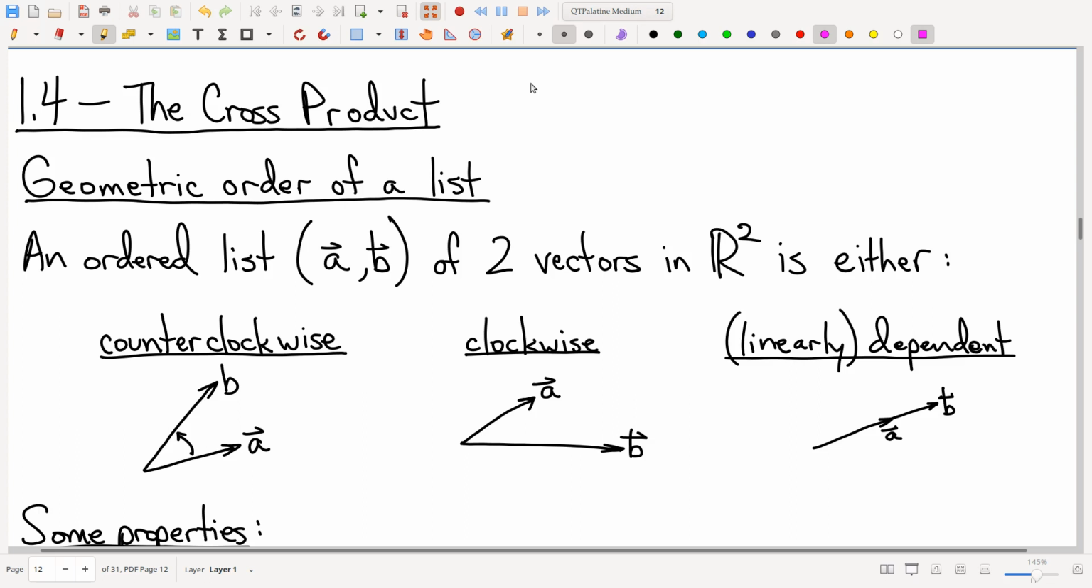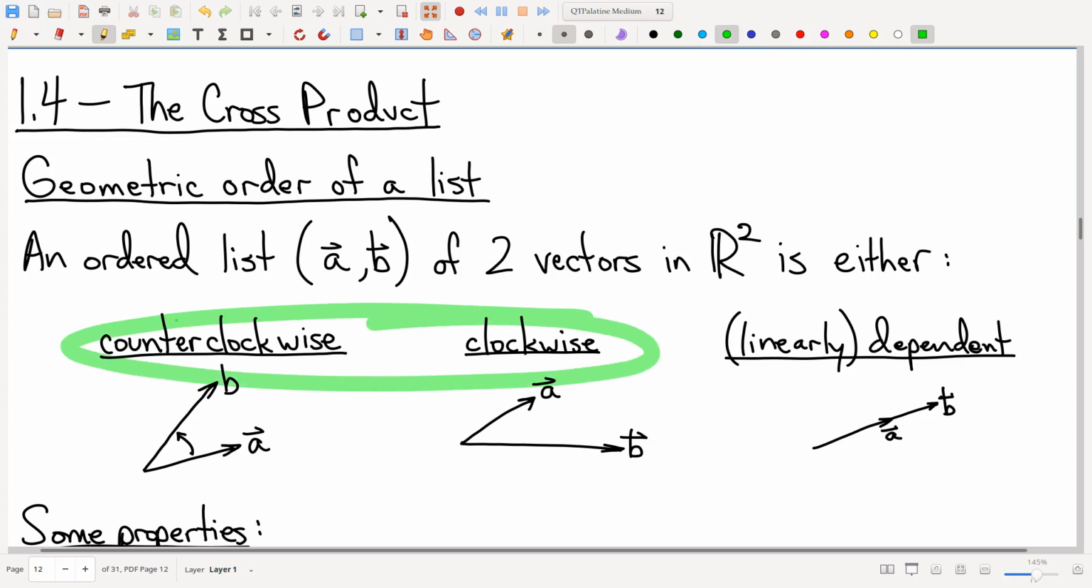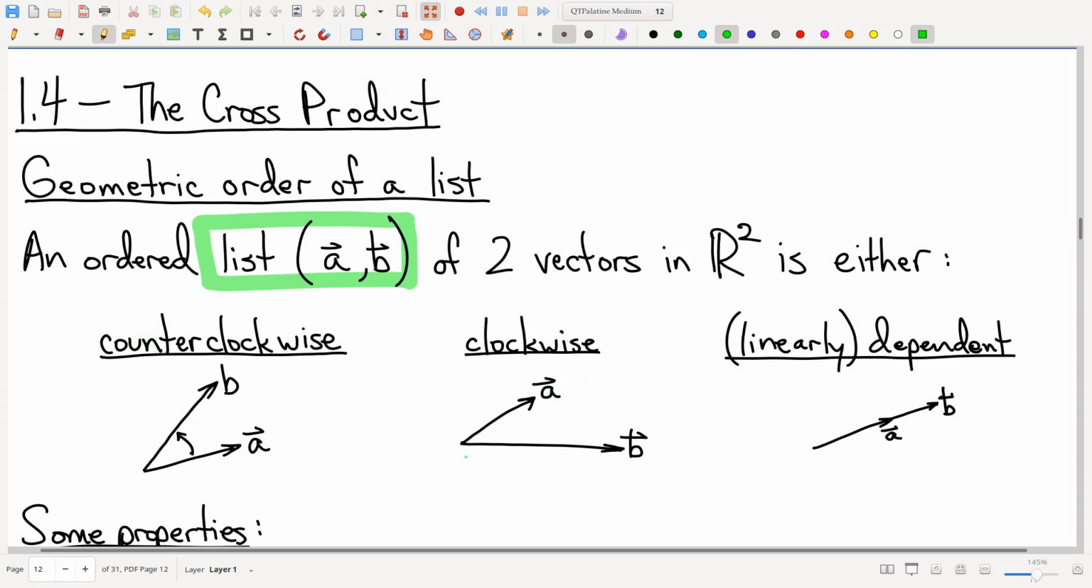Okay, here we go. So we're going to start off by talking about what we mean by clockwise and counterclockwise lists of two vectors in R2. Okay, so first of all, what do I mean by a list? A list is kind of like a set, but very importantly, a list is ordered. So when I say A and B, I listed first A. That means A is importantly and intrinsically to the list first. This is not arbitrary, right? A is first, B is second, because I wrote it down that way.